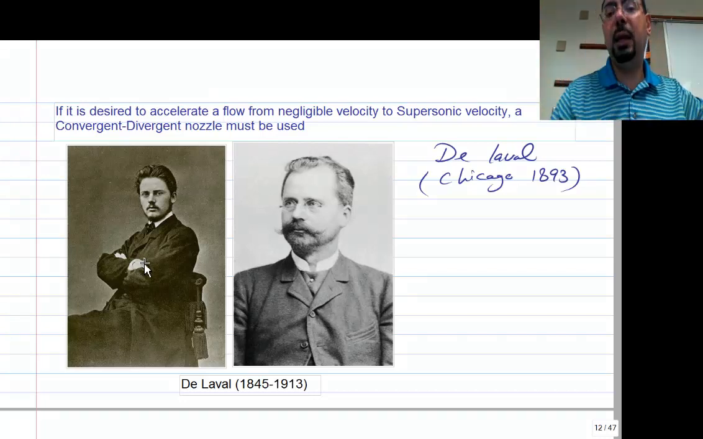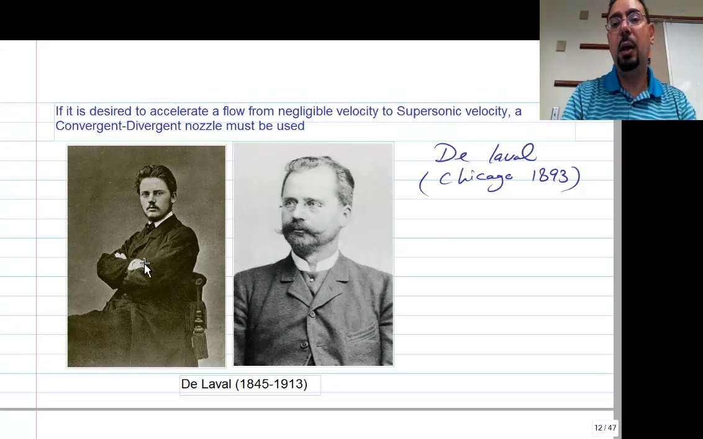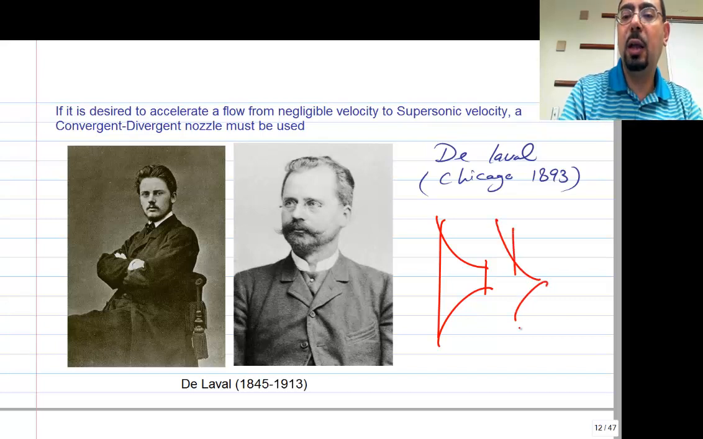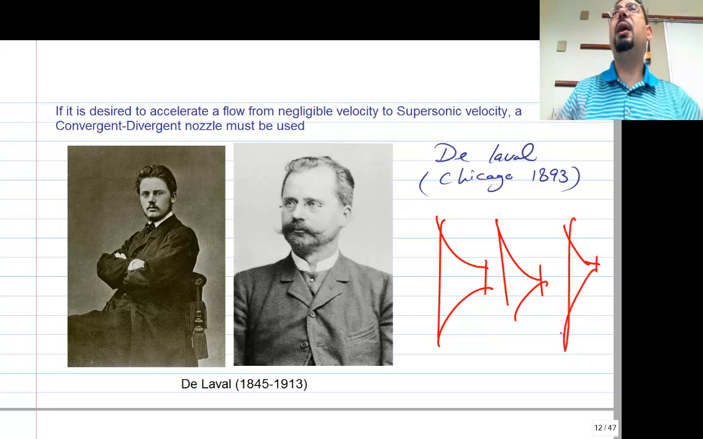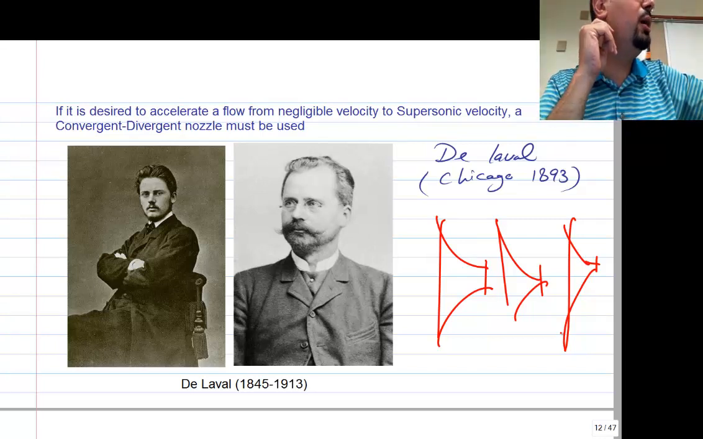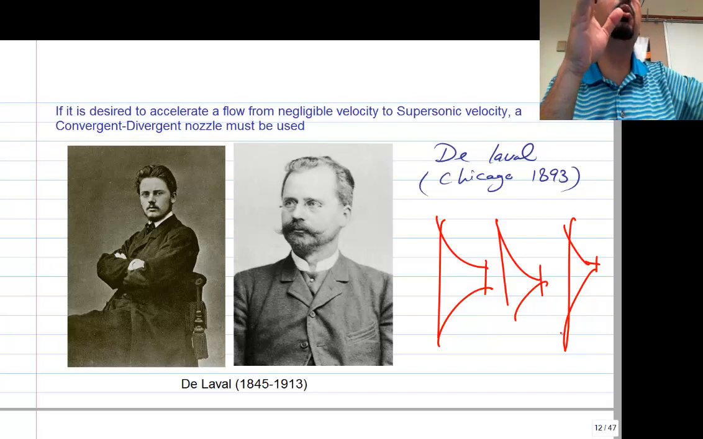Before this guy, people kept building nozzles like this. And they would say, maybe if we make this huge area, maybe it will do it now. Maybe if we make it just a tiny bit smaller. They kept trying to shrink more and more, but they never got more than Mach 1. They didn't know what Mach 1 was at that point, but the point is, they couldn't achieve velocity higher than the speed of sound.